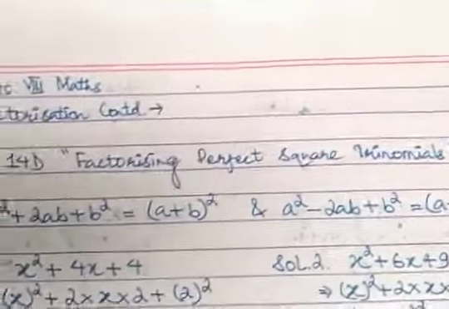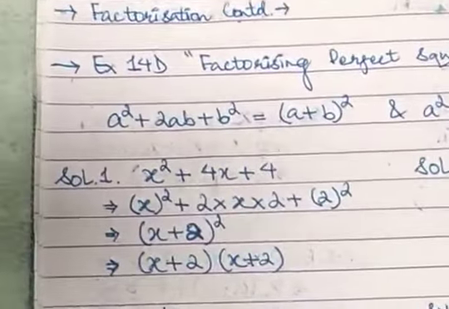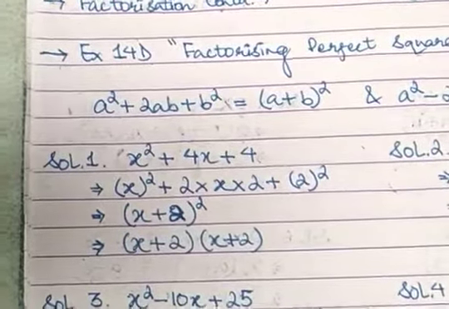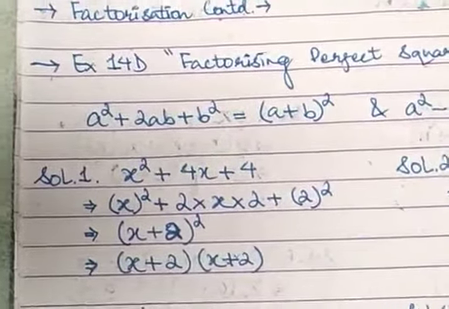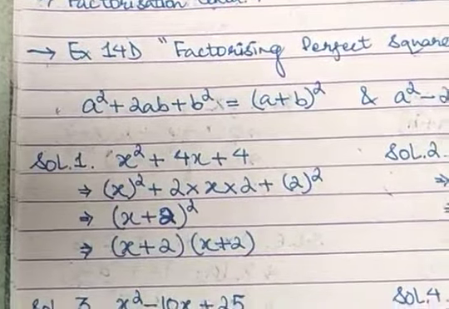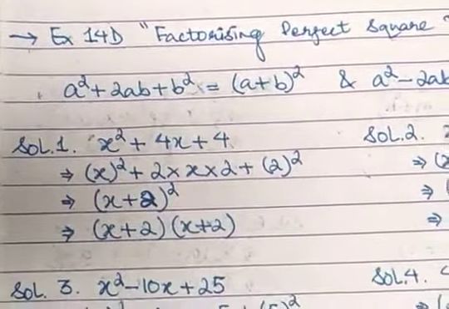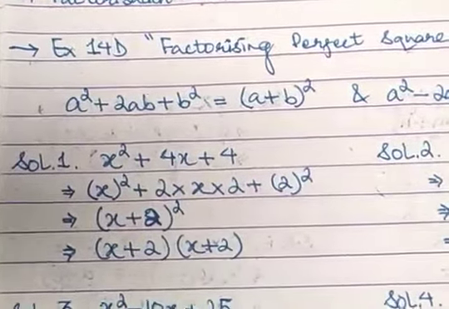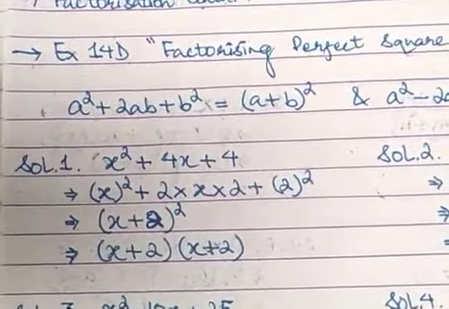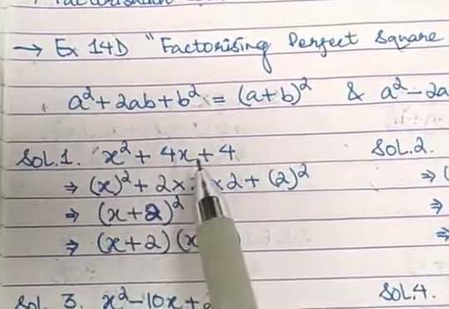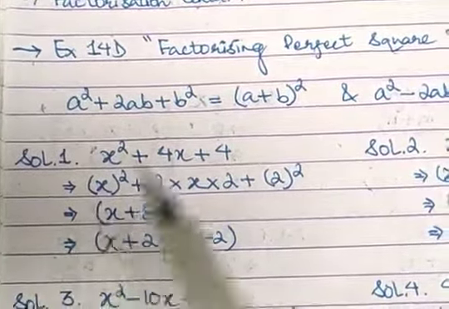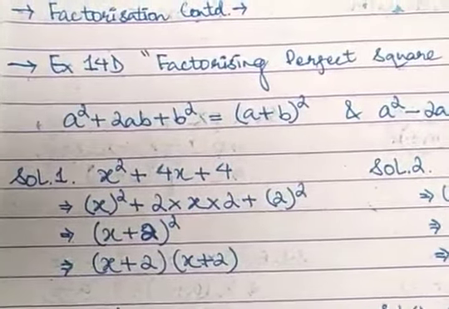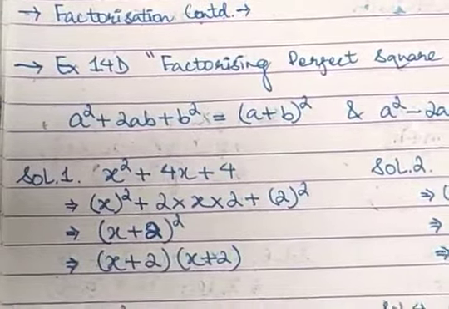So the first question for today is x square plus 4x plus 4, and this one is from exercise 14d. This is a trinomial, isn't it? So what do I see in this one? The trinomial is x square plus 4x plus 4. We got a simple trinomial, and we cannot take anything common from all the three terms. In the previous videos I said that if there is nothing in common, then I can take one as common.